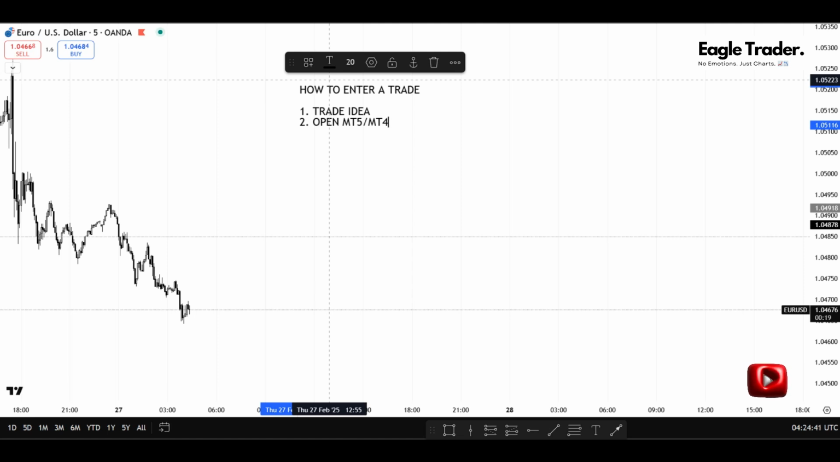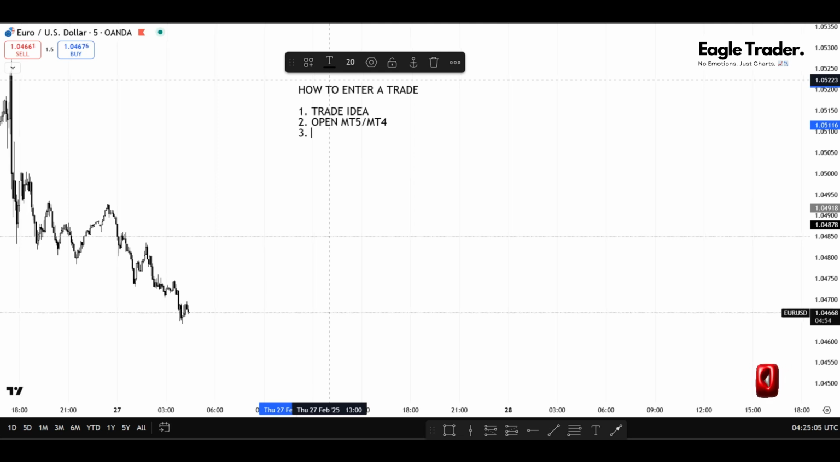Sometimes I see people just staring at the broker screen. No, that's not how you're going to make the money. And so if you don't have MetaTrader 5 or MetaTrader 4, depending on which broker you use and what they recommend, you need to go to your App Store or your Google Play Store and make sure you have downloaded your MetaTrader app.